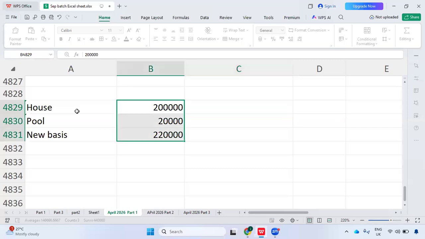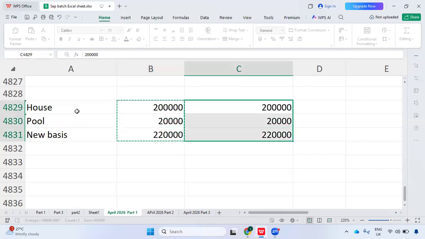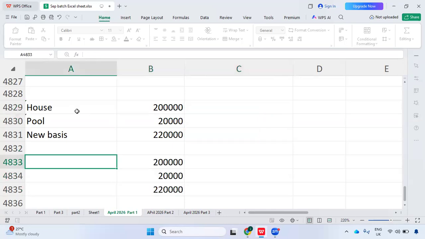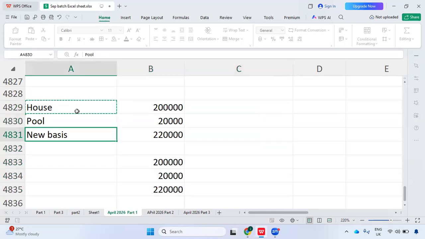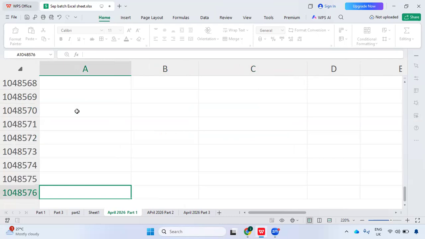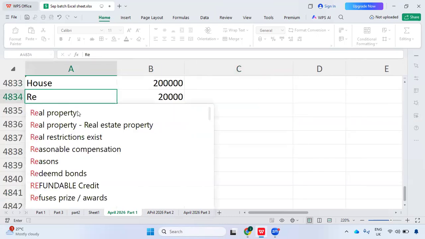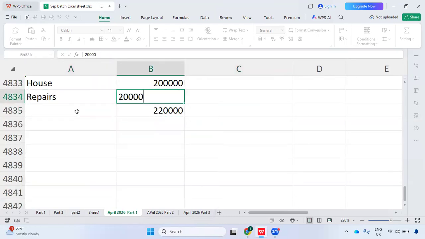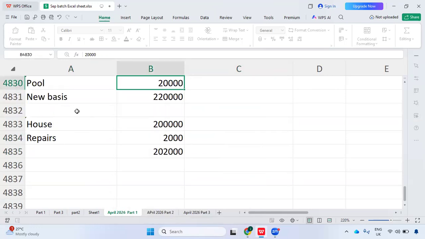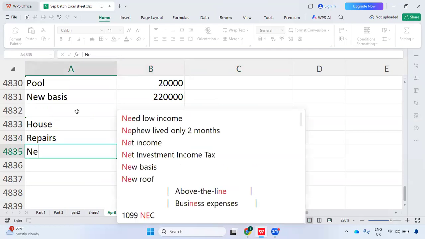Let's say the same case, but not a pool. Here the taxpayer paid some repairs, around $2,000. Now tell me, can we add these repair expenses to the basis of the asset? What will be the new basis here?